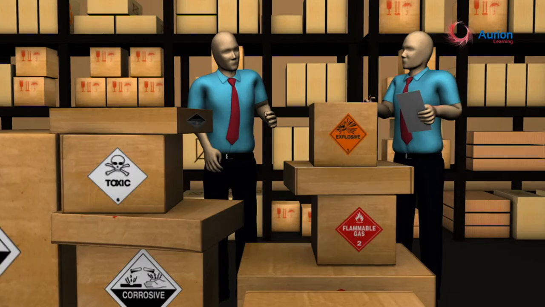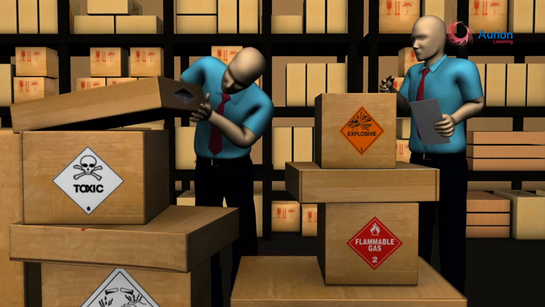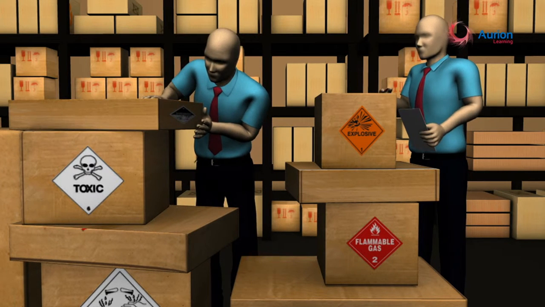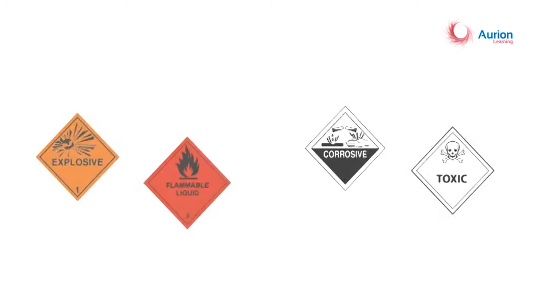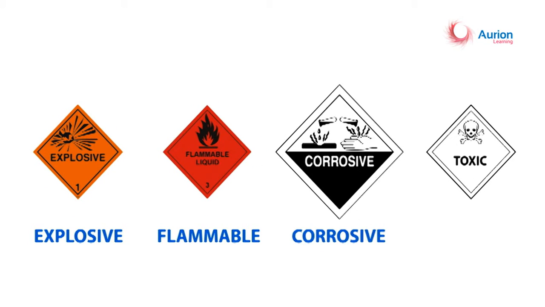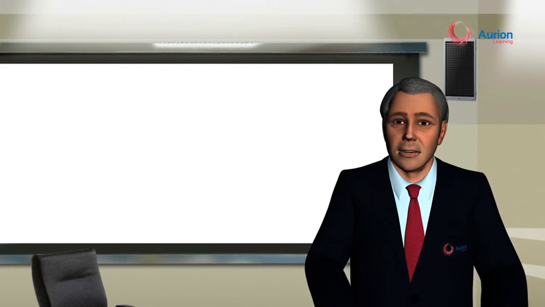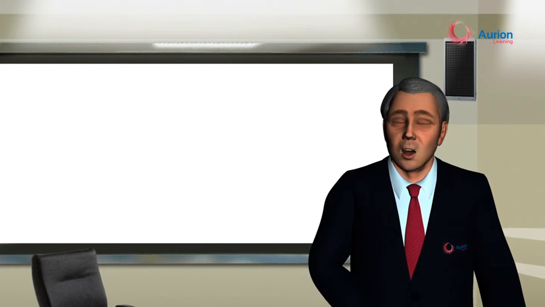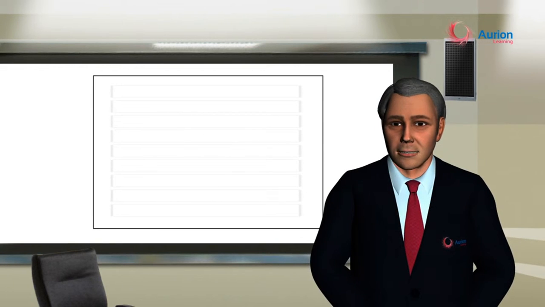When the Committee of Experts, or COE, was studying the dangerous goods, they found that different dangerous goods pose different hazards. Some are explosive, some flammable, some corrosive, some poisonous, etc. Depending on the risk involved, these dangerous goods were classified into 9 different classes.